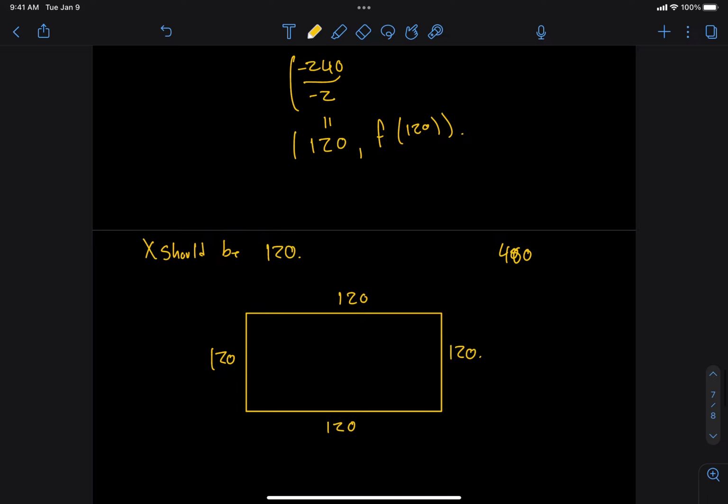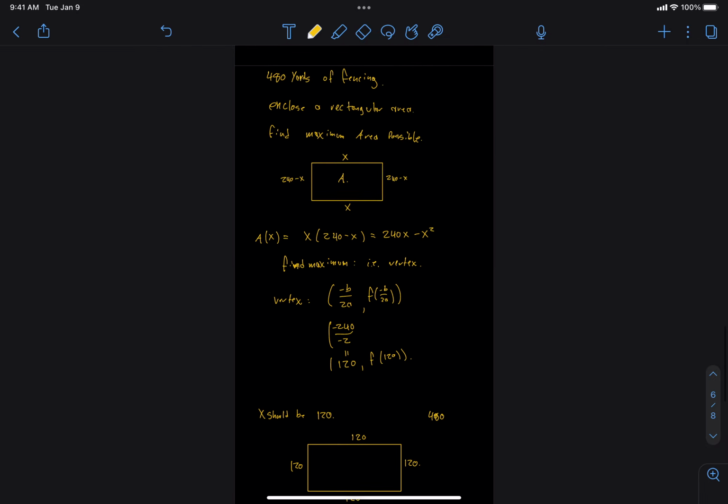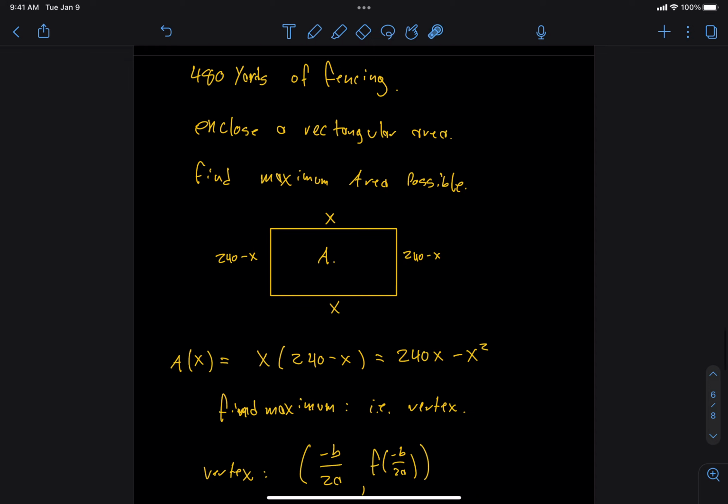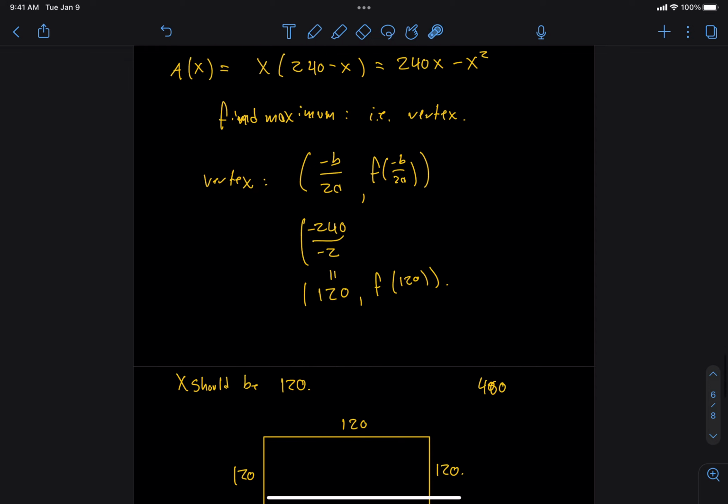All right, so that's how we would solve this one. This is a problem where you have to do a little bit of setting up. But once you set up, it's exactly the same type of problem that we just did. Namely, if you have a quadratic, how do you find the minimum or maximum value? You just need to find the vertex.